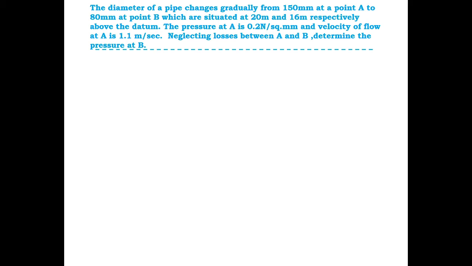Okay, shall I solve? Here the diameter of the pipe changes gradually from 150 to 80 mm. So one end is 150, another end is 80 mm. First it is situated 20 meters at this point, 16 meters at this point. So that is why it is gradually reducing in size.